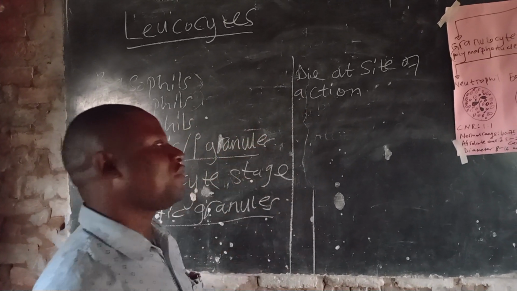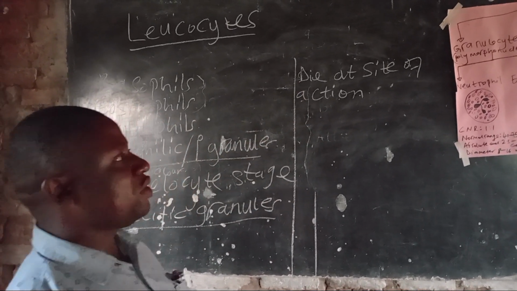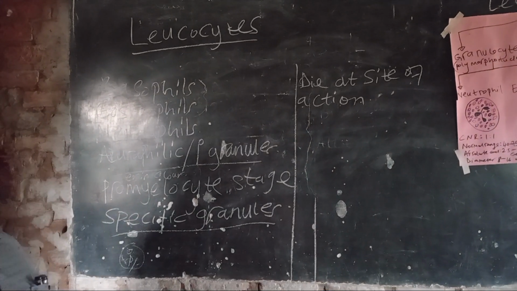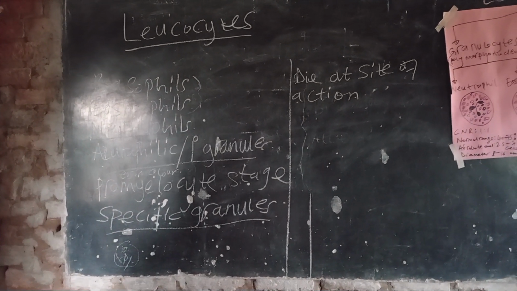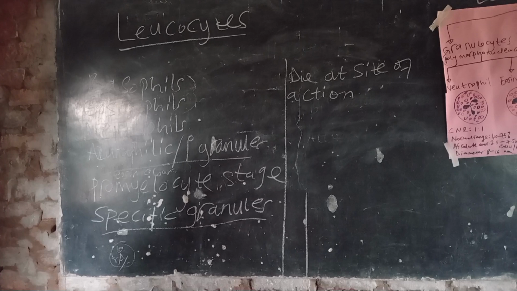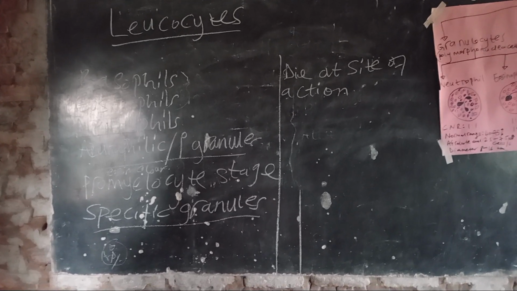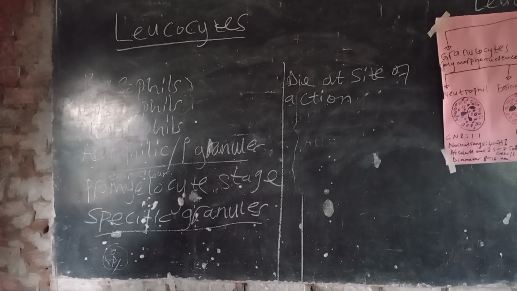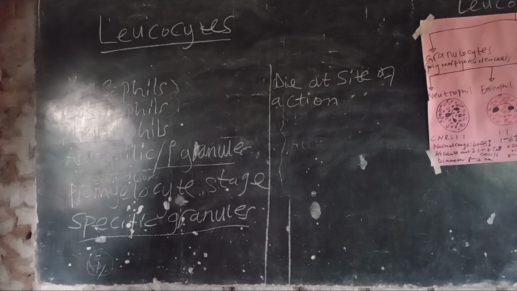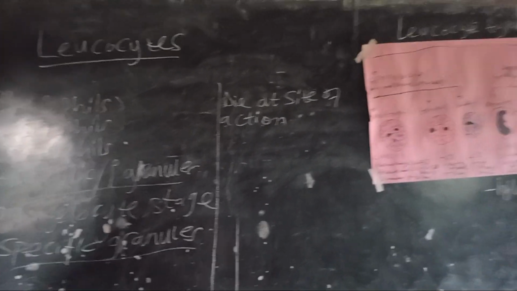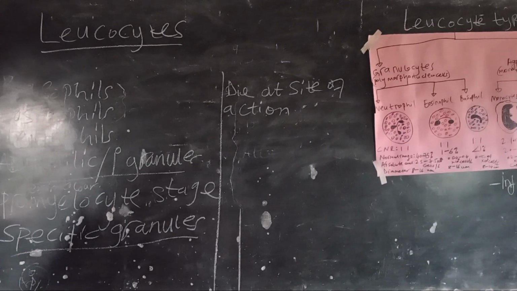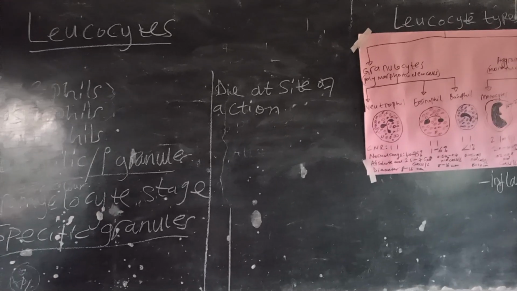So next time we are going to talk about the detailed information about the white blood cells. We are going for the detailed information in our next video. We are going to see how blood is formed from start to the end.